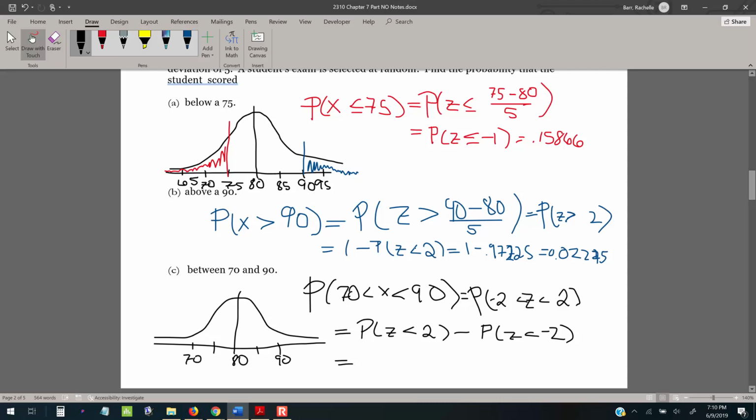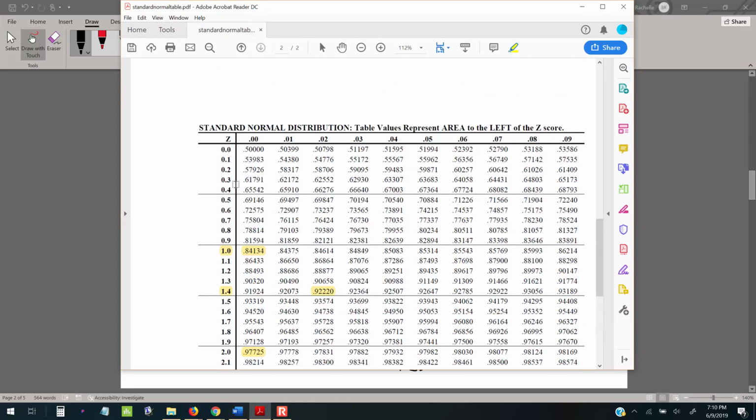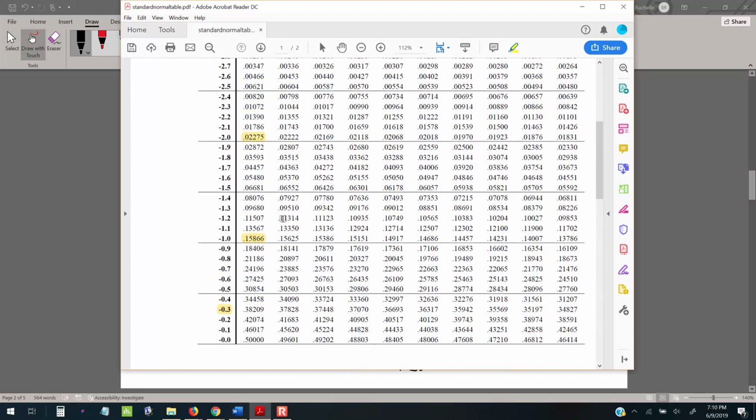So thankfully I have less than 2 up here. That's 0.977. I keep wanting to put a 2 there. Minus, now I gotta look up -2 on the table. Where's -2? I already did this one, didn't I? I know I did. It's right there.